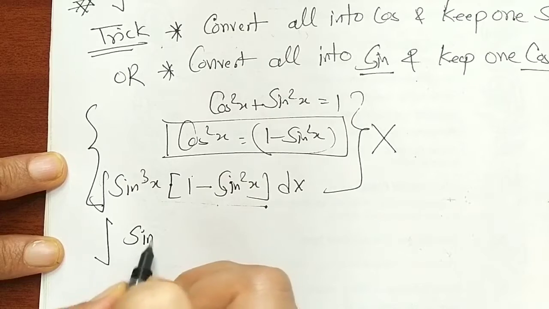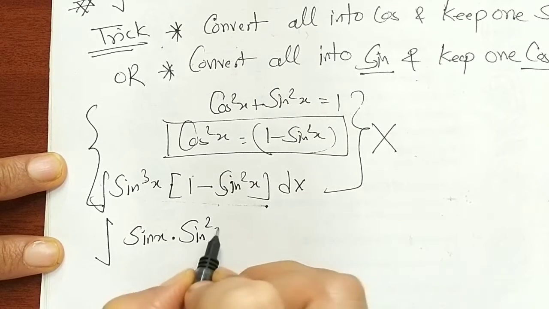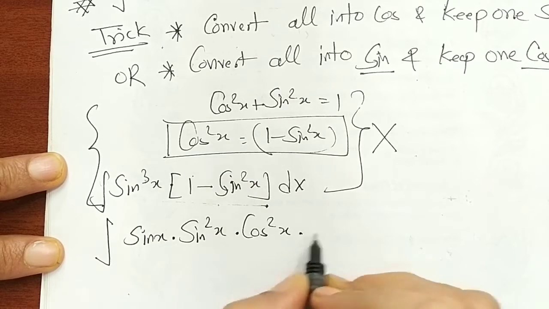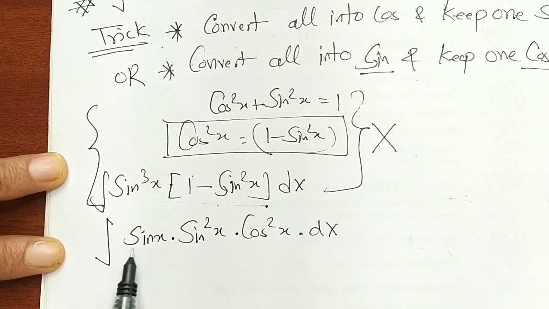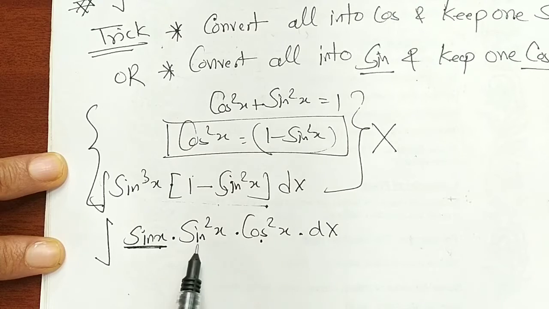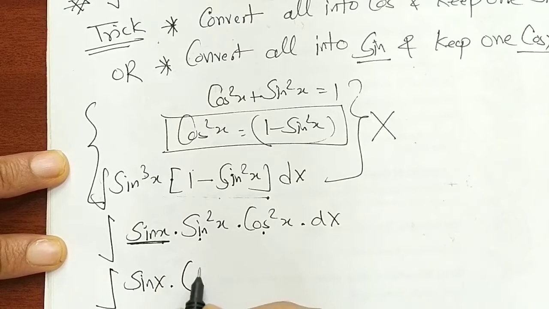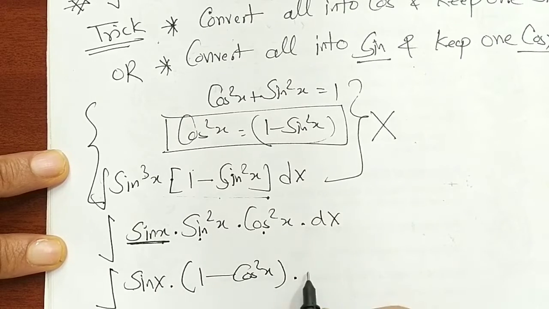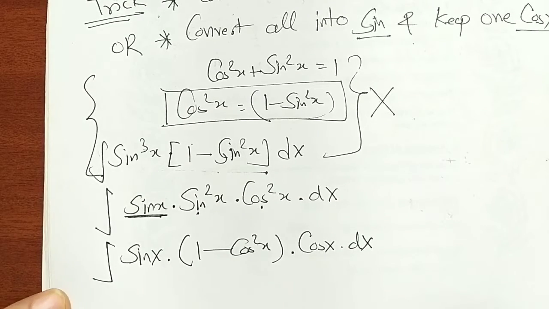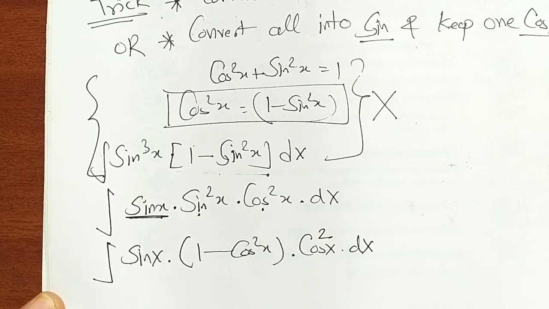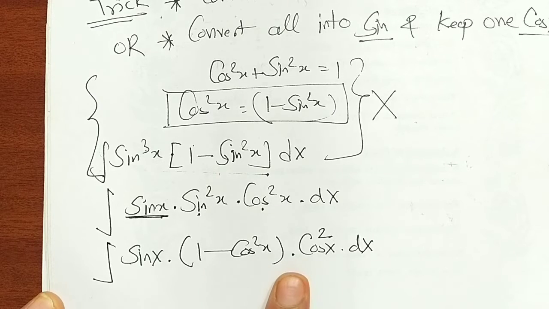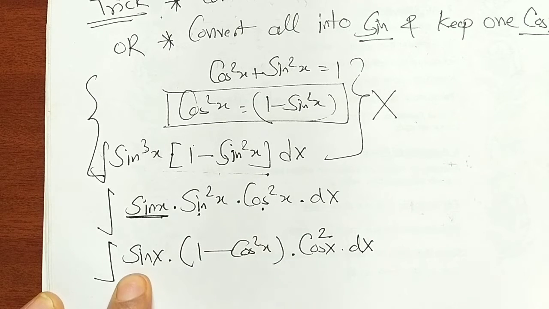Sin cube, can I write sin x into sin square x into cos square x dx. So let me keep one sin as it is and convert everything into cos. The cos is already there. Let me convert this. Okay. So sin x as it is, and this 1 minus cos square x, cos square x dx. Now because everything is in cos, whose derivative is present? Can you see the logic here?